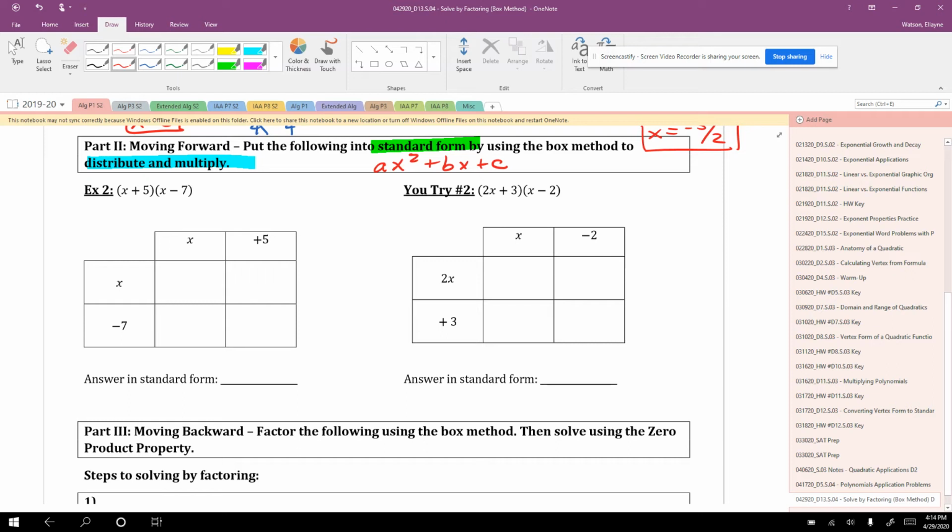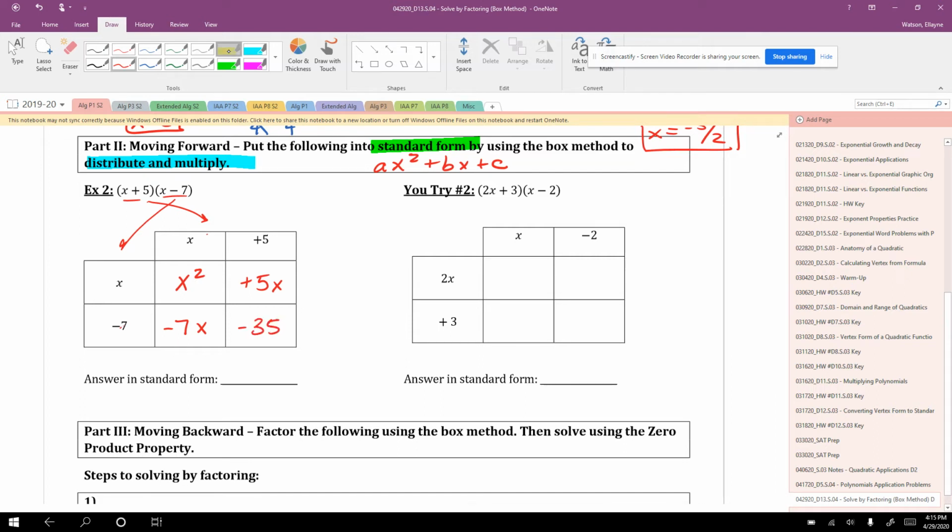Okay, so you see that this binomial is here, this binomial is here. It doesn't matter which one you put on top and which one you put on the left. Okay, you're going to multiply them. X times x gets you x squared. X times positive 5 gets you positive 5x. Negative 7 times x gets you negative 7x. Negative 7 times 5 gets you negative 35.